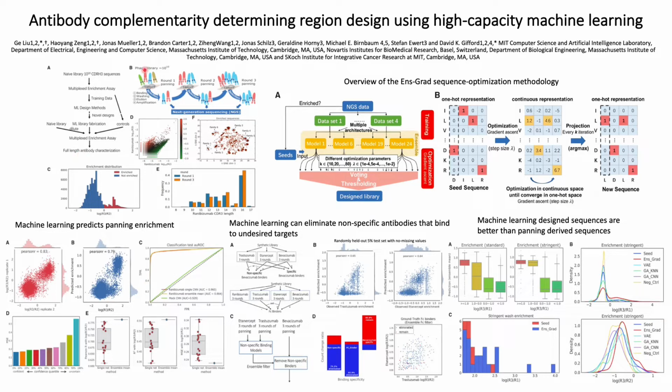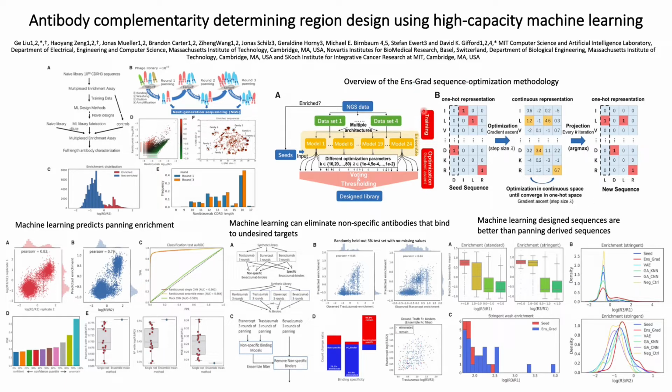evaluate the models. They use the log 10 of the round-to-round ratio of sequence frequency as enrichment to indicate the antibody specificity. So if its value is positive, then it's enriched. If it's negative, then it's not enriched. Here it shows the overview of their n-squared sequence optimization methodology.